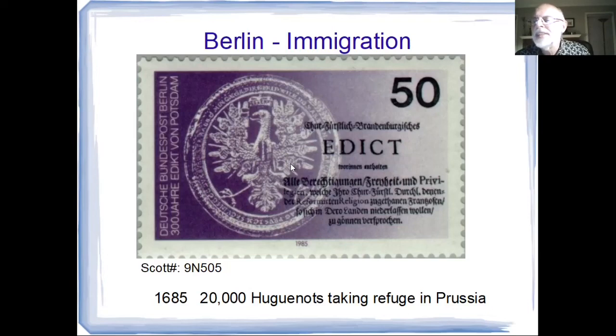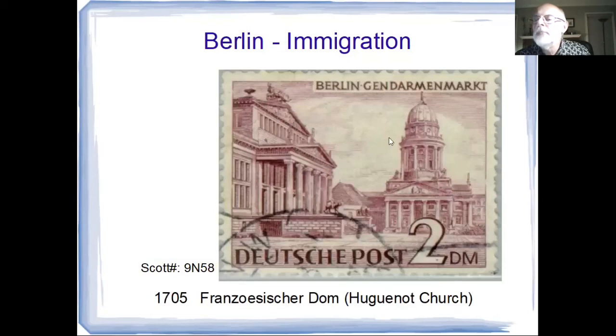They still exist. There's one right next to the Huguenot church, which is right here at the Gendarmenmarkt. Again, gendarme, again the French word. And that church was built in 1705 and is still standing now. And it's a quite beautiful building. And Dom normally in German refers to a cathedral, but in this case, it actually refers to the French word for cupola. So in English, the same, a dome. So yeah, there's also a stamp issued in Berlin.